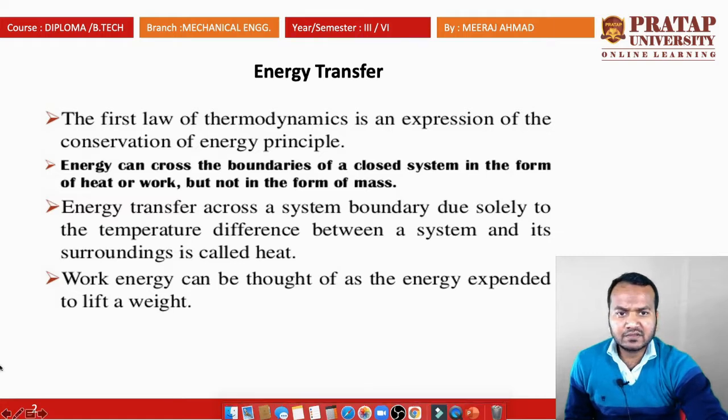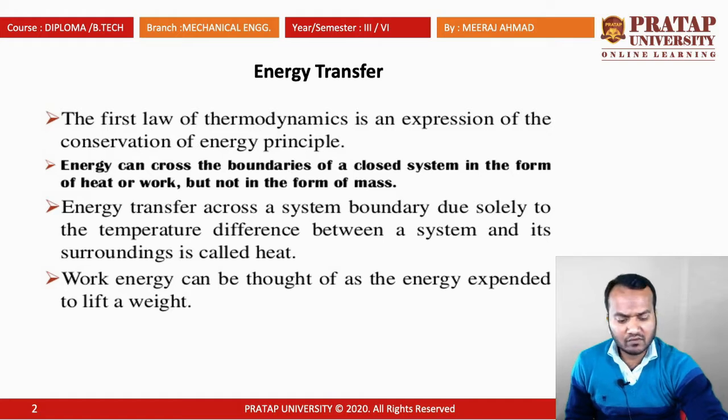The first law of thermodynamics is expressed as the conservation of energy principle. It says that energy cannot be created or destroyed, it can only transfer from one form to another form. Energy can cross the boundary of the closed system in the form of heat and work, but not in the form of mass. Energy transfer across a system boundary solely due to temperature difference between the system and its surroundings is called heat. The work energy can be thought of as the energy expended to lift a weight.